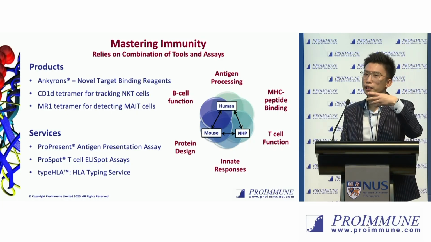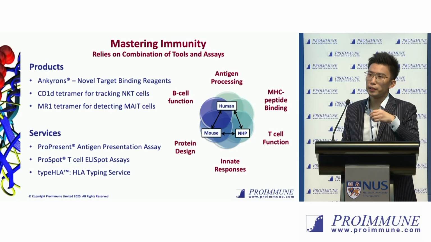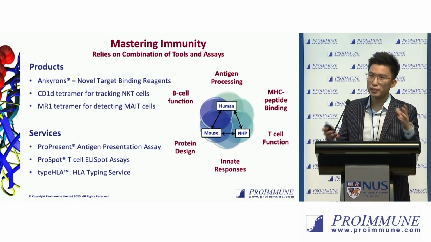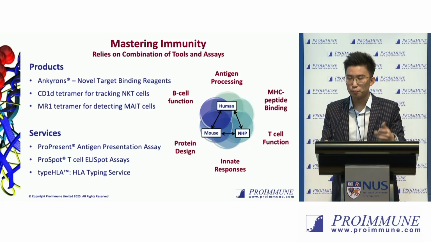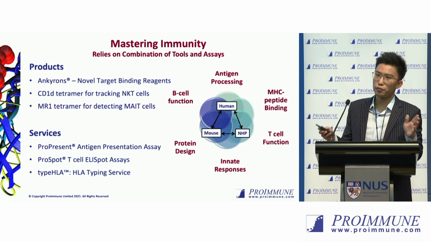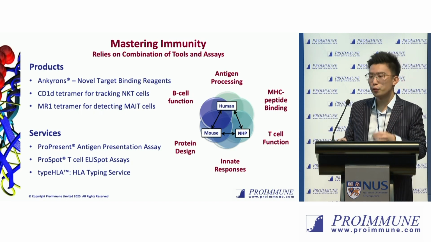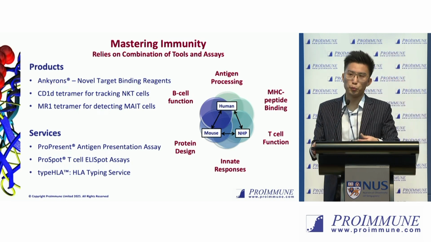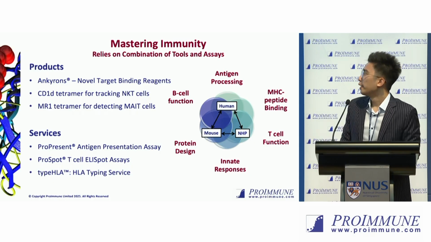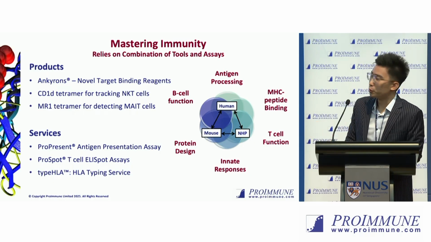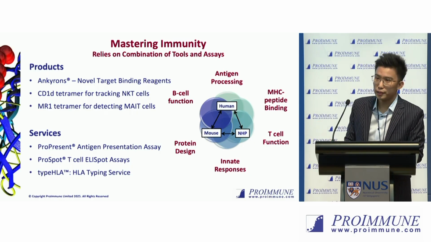We do immunoprecipitation, bring down the peptide-MHC complexes, run them through LC-MS, and then you can see the origin of the peptides that are presented. So if you have a mix of antigens, like from bacterial sources, you can identify the epitopes presented from them. And of course, we can also provide ProSpot T-cell ELISpot assays, as well as HLA typing service.